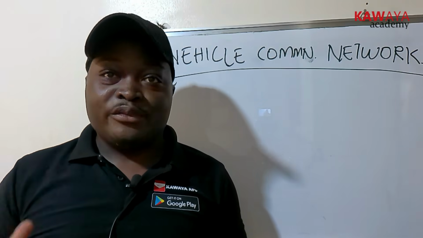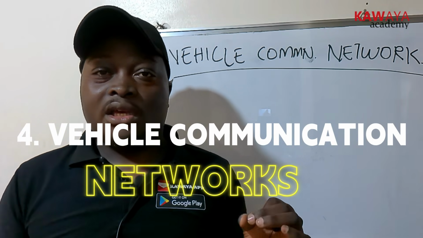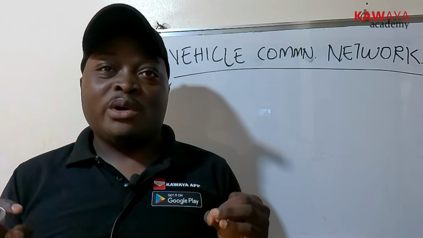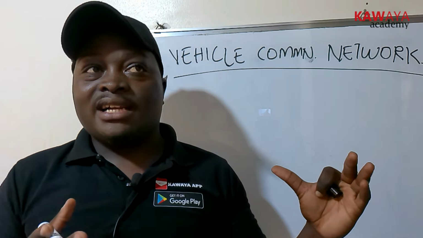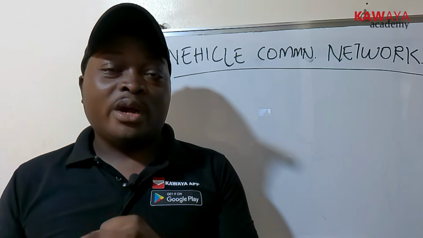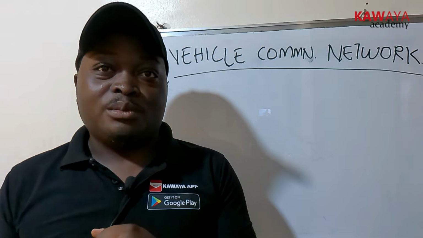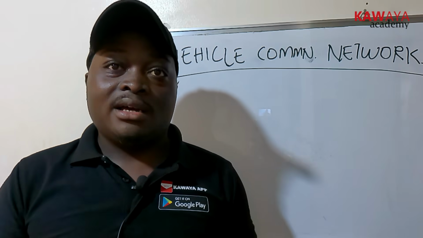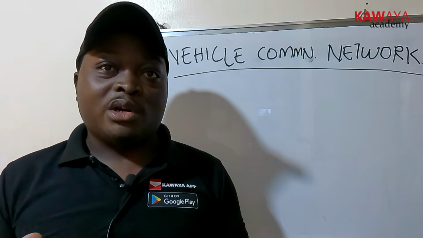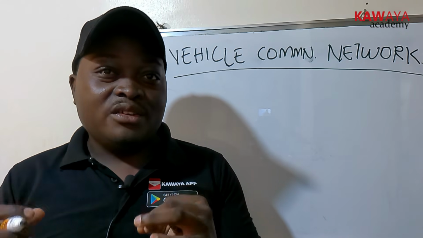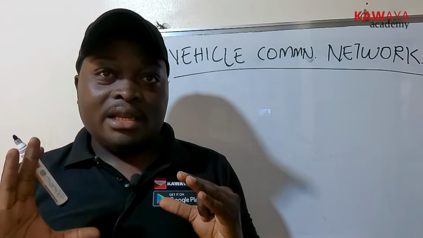Okay, let's look at vehicle communication networks. The reason we are looking at this is because in OBD, network is very important for us to receive information. Basically, a network is like a physical wiring or a physical connection of communication between one computer to another, one computer to a device, and so on. So if communication networks were not there, communication would be difficult, and you would basically not get enough information from the computers.